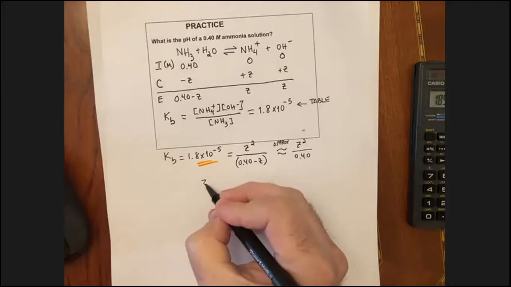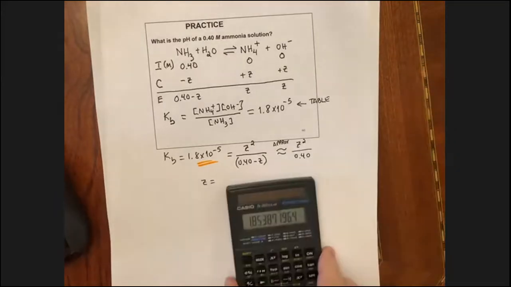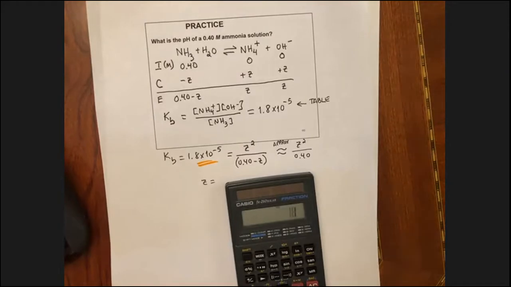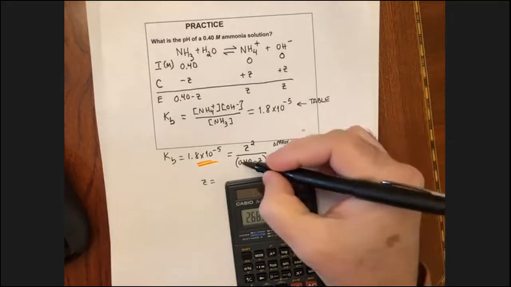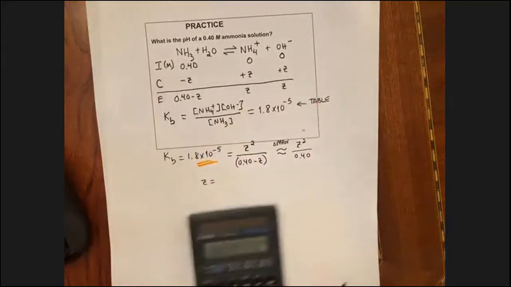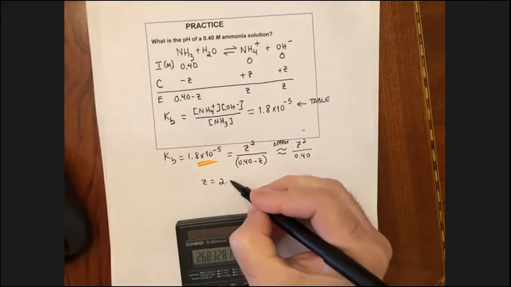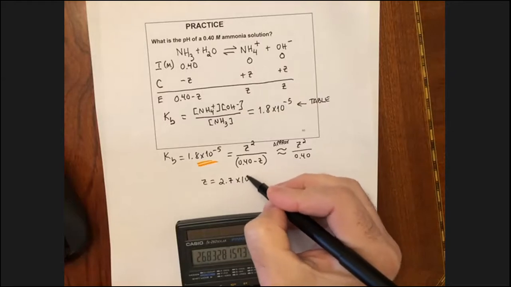Now we can solve for this. So this is going to be 1.8 times 10 to the minus 5 times 0.40, and we're going to take the square root of that. We're going to get a value here for x: 2.68328 and so on, times 10 to the minus 3. We only have 2 sig figs here and 2 sig figs there, so we're going to round this to 2.7 times 10 to the minus 3.